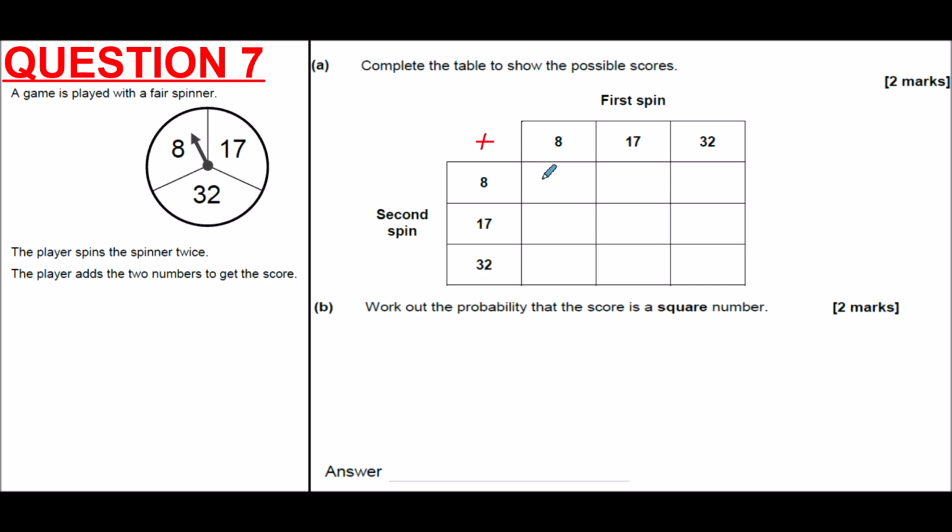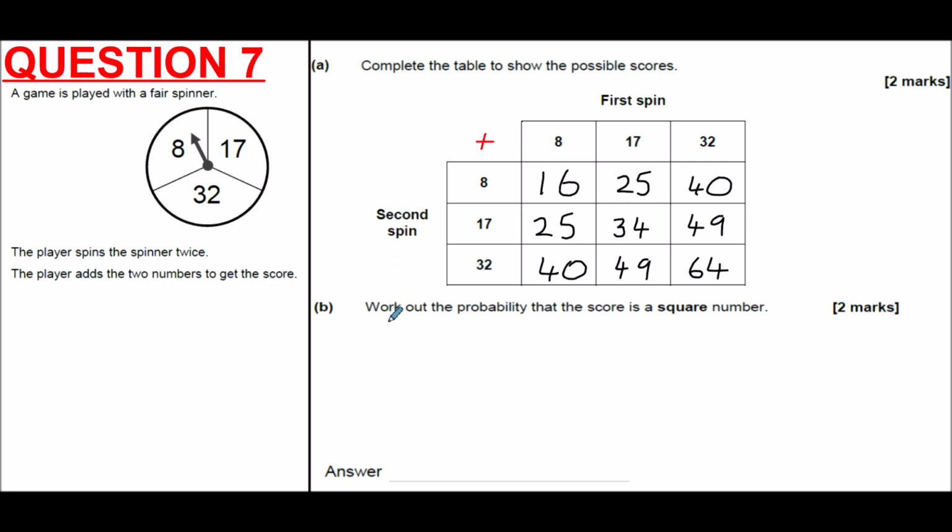So first of all, 8 plus 8, it'd be 16. This one here, 17 plus 8, that'd be 25. This one, 32 plus 8, would be 40. 8 plus 17, 25. 17 plus 17, 17 times 2 is 34, and 17 plus 32 would be 49. And the last row would be 40, 49, and the last one 64.